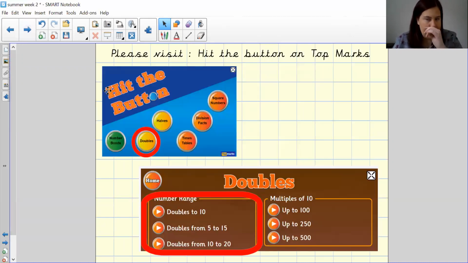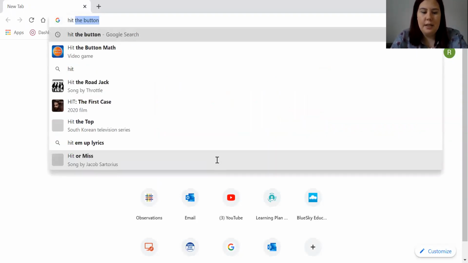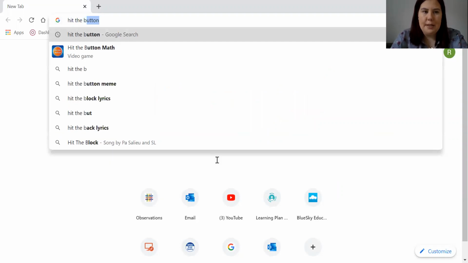So the next thing we are going to do is I'm going to stop sharing the screen. I'm going to show you how to play this game. So if you have access to the internet at home or a tablet, then you can play this game. So I'm going to share my screen with you. So all you need to do is to go to Google, like so. Okay, and then you need to type in hit the button.